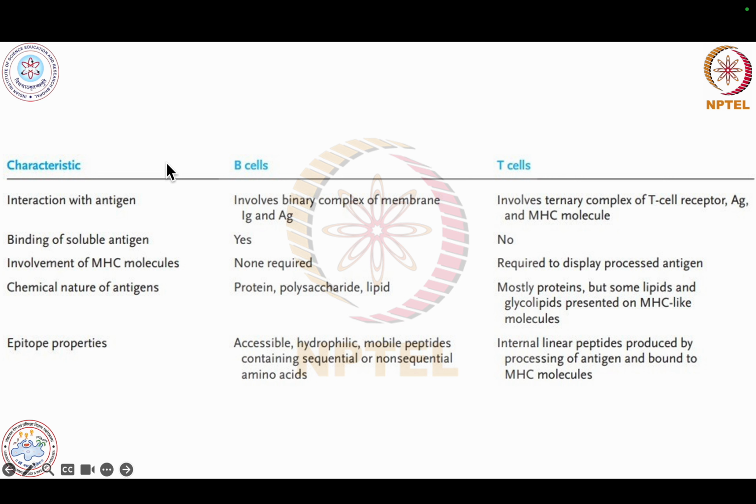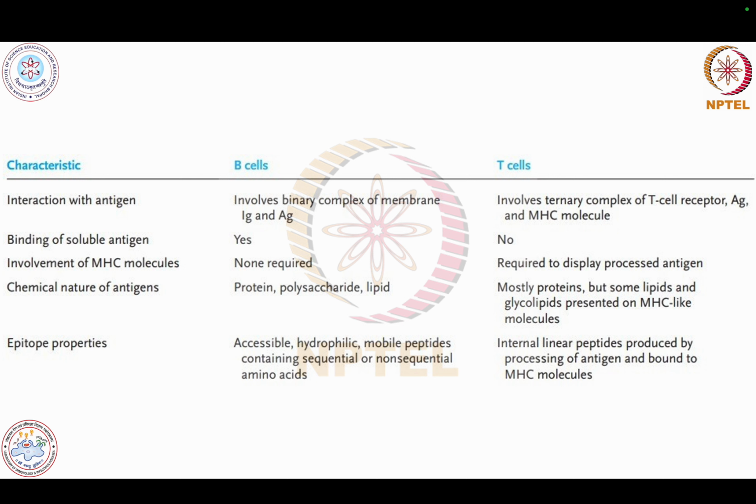This is the characteristic of B cell and T cell. B cell involves a binary complex of membrane Ig, immunoglobulin, and antigen. Binding to soluble antigen, yes. Involvement of MHC molecule, no. For B cell, the chemical nature of antigens can be protein, polysaccharide, lipid. Epitope properties: accessible, hydrophilic, mobile, peptides containing sequential and non-sequential amino acids. For T cell, we'll discuss this more.